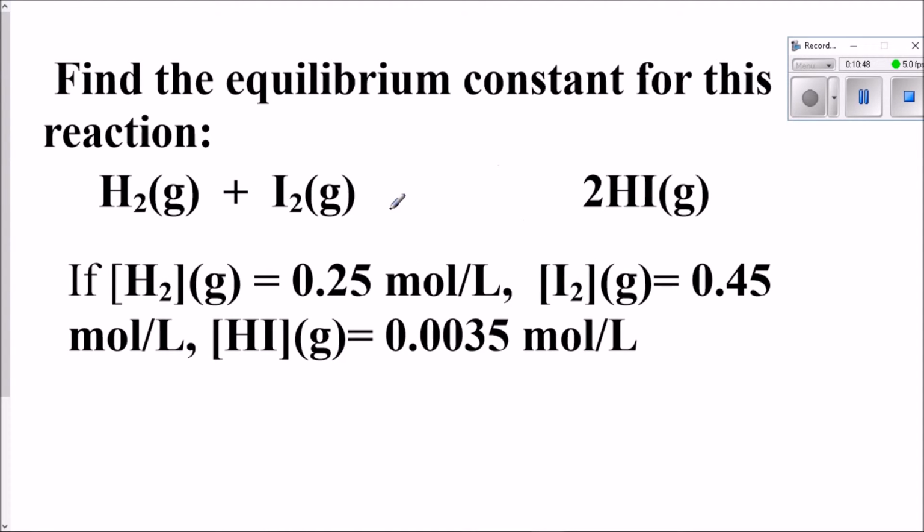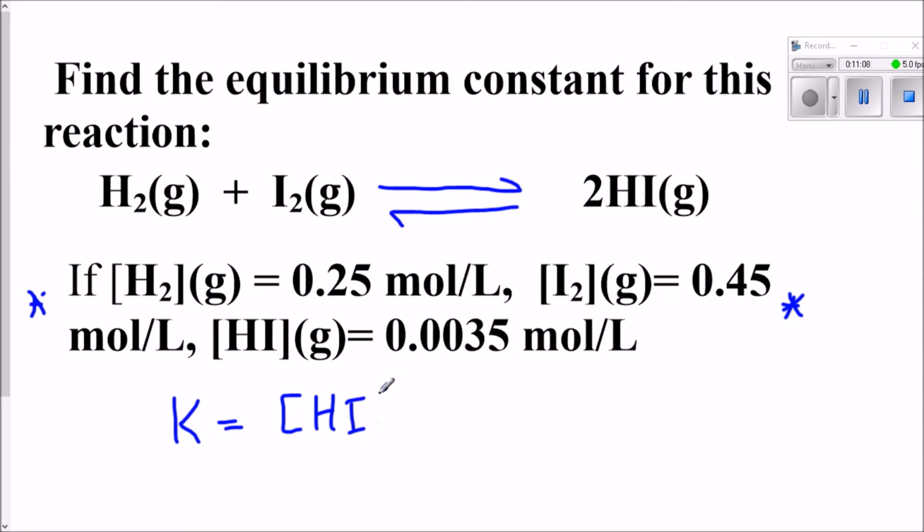So it's best just to describe this with a reaction. Here we have H2 reacting with I2, forming 2HI. We've got some equilibrium concentrations here. These are all equilibrium concentrations, and I'm going to use them to find K. So what we need to do is take our products, which is HI, and divide them by my reactants, which is H2 times I2. The square brackets mean concentration.